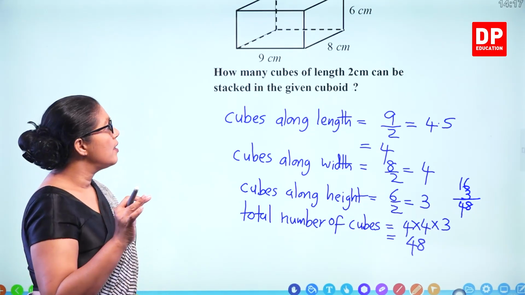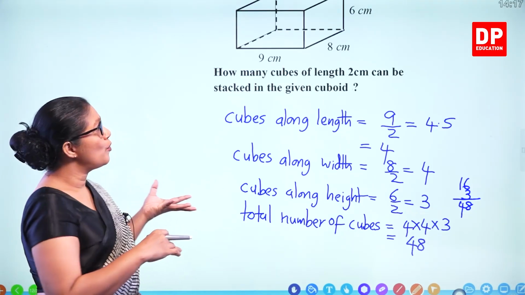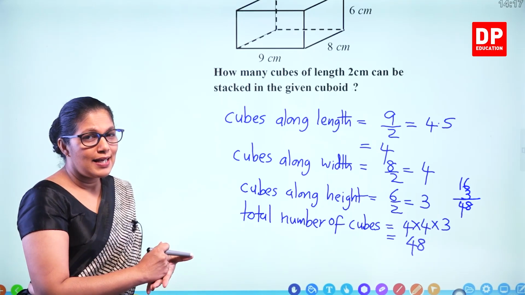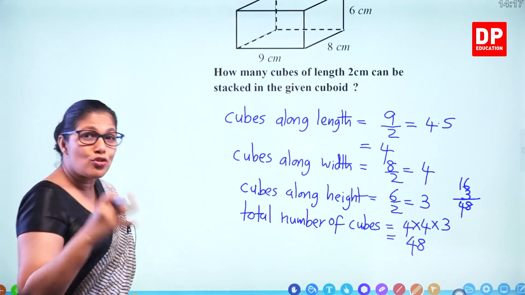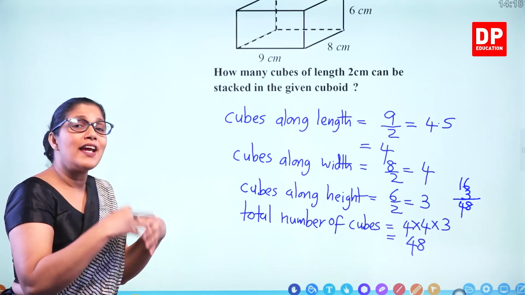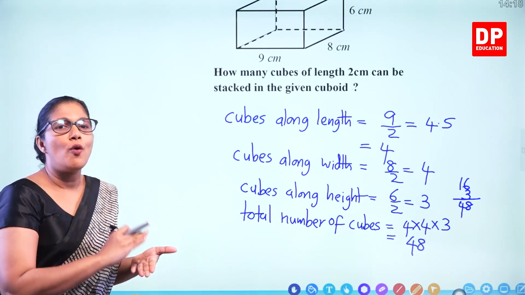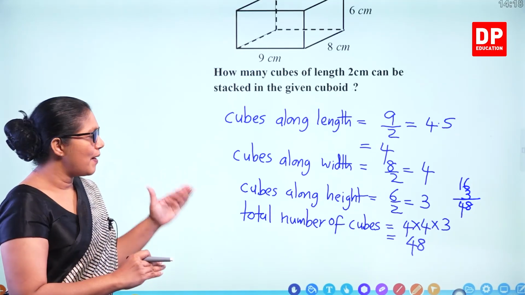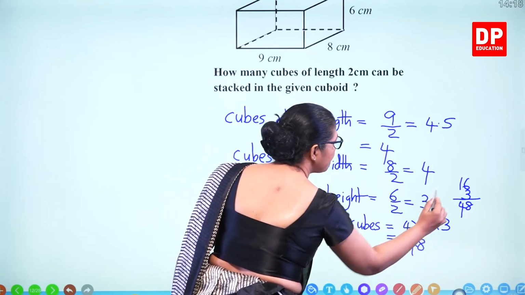So, don't try to find out the volume of the cube and volume of the cuboid and divide. What happens when you do that? You are getting more than what you can actually fit, because the small empty spaces you get together and create another cube. So, don't do that. You have to do it separately. How many cubes along length? How many cubes along width? Along height, and then multiply and get the answer. So, get 2 marks for that.